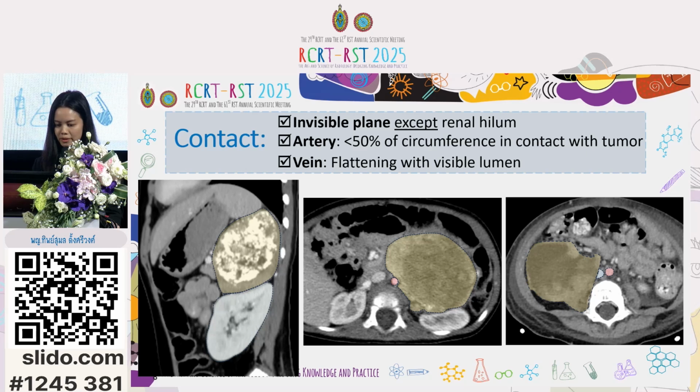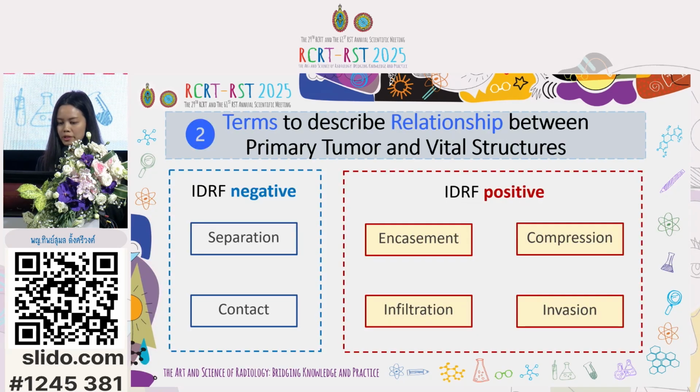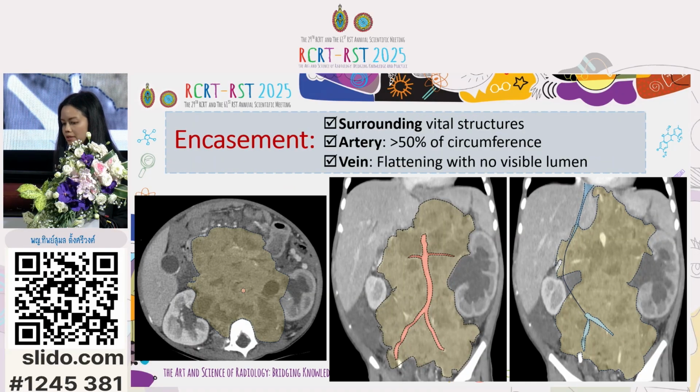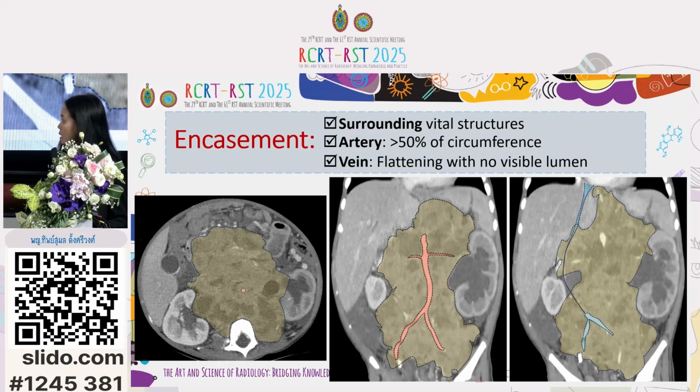Moving forward, I'll highlight the terms related to IDRF positive, including encasement, compression, infiltration, and invasion. The first term is encasement, where the tumor is surrounded by neighboring structures. This includes situations where the artery is encased more than 50%, like here and here, and the vein is flattened with no visible lumen, like here and here.